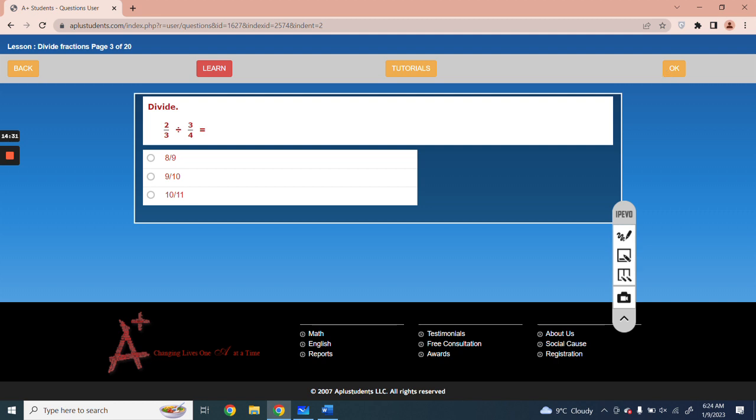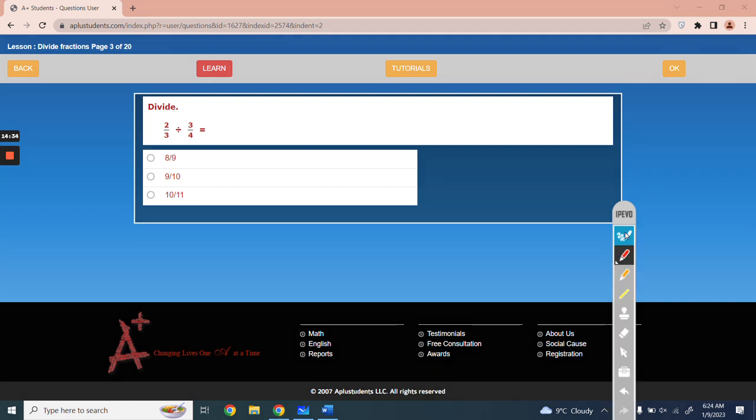Okay, the next one is 2 over 3 divided by 3 over 4. Just follow the same 3 steps. Replace the division sign with multiplication. Take the reciprocal of the term right after the division sign. So the reciprocal of 3 by 4 is 4 over 3. Now let's multiply numerator times numerator and denominator times denominator. Got it? 2 times 4 is 8 and 3 times 3 is 9. So the correct option is option number 1, that is 8 over 9. Got it, everyone? Very good. The correct option is 8 over 9.